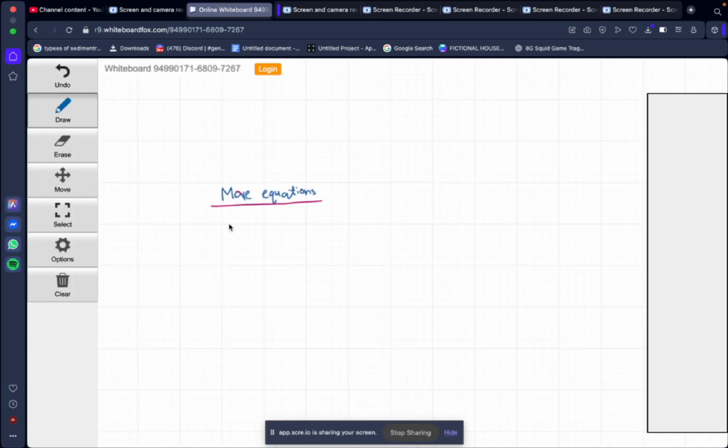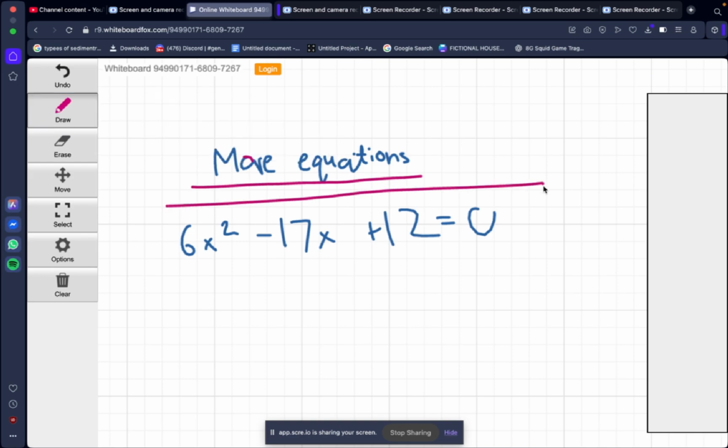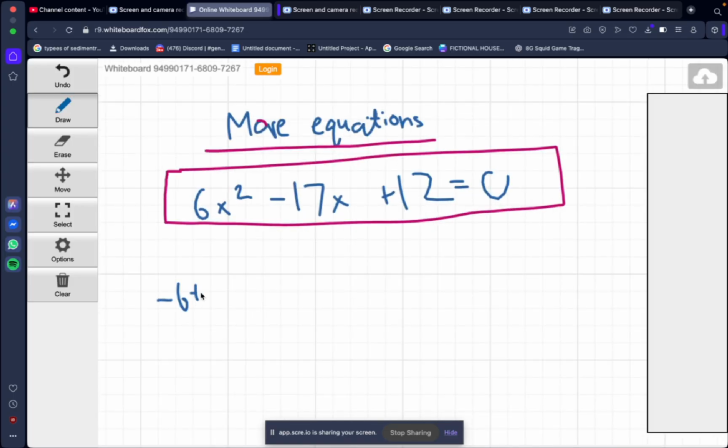Okay, so now we have this. Let's get my new equation. Okay, wait, I need to check my book. So we have 6x squared minus 17x plus 12 is equal to 0. Same format. This is the equation we need to follow using the formula. I'm just going to write the formula again in case you forgot: negative b plus or minus the square root of b squared minus 4ac, divided by 2a.